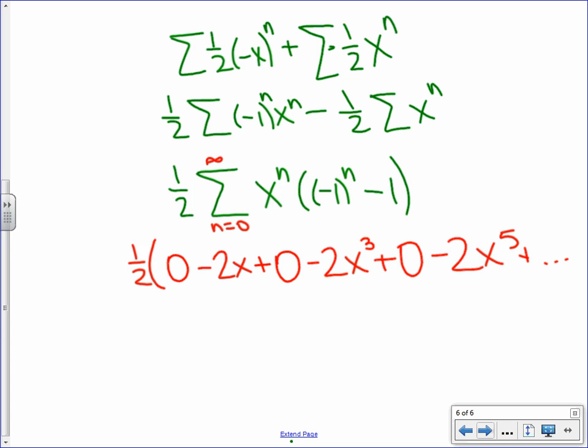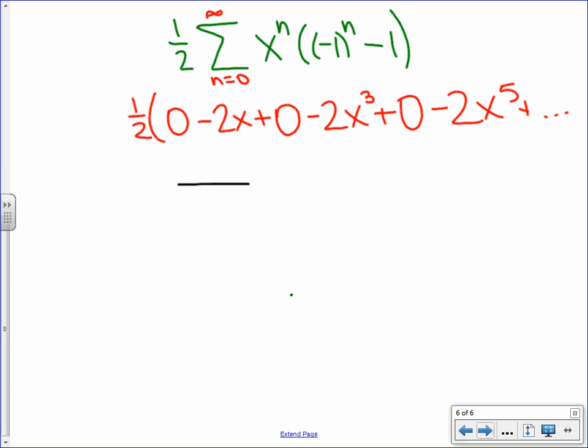Negative 1/2... Well, first of all, it's going to be negative, right? All of those terms are negative. 2n plus 1 gives us the odd powers. 2n would give us even powers. 2n plus 1 gives us the odd powers.